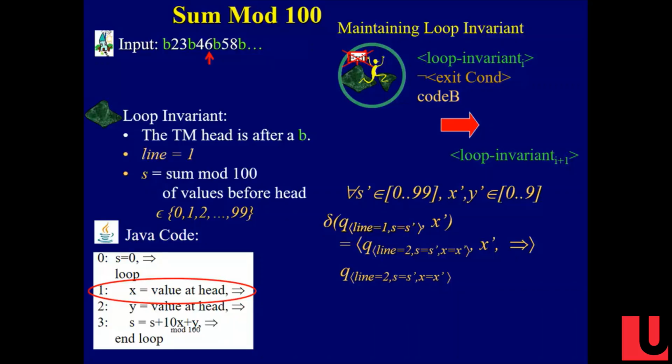What's the state? I'm on line 2. I had some value of s and some value of x. It happens to be the value of x that I had up here, but I don't even need to know that. Now it's just some value of x. And so what do I do next? Well, what does the code of line 2 do? I read some character. That character better be some y between this range.